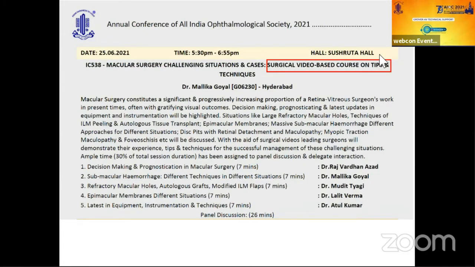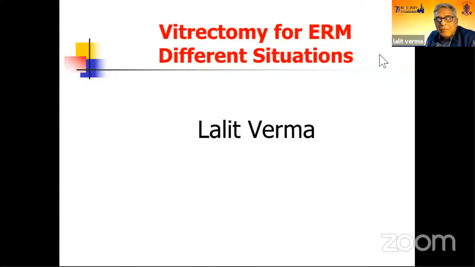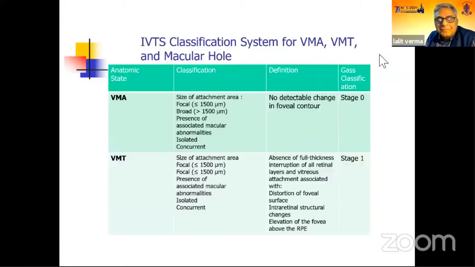Out of all the conditions, epiretinal membrane is relatively an easier job, considering the topics which you presented, submacular and refractive macular hole. Comparatively.